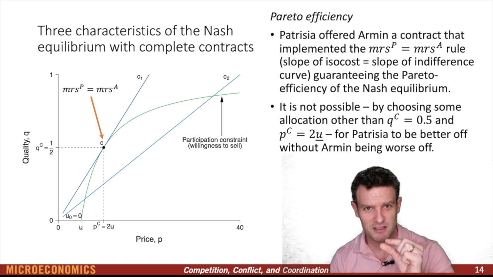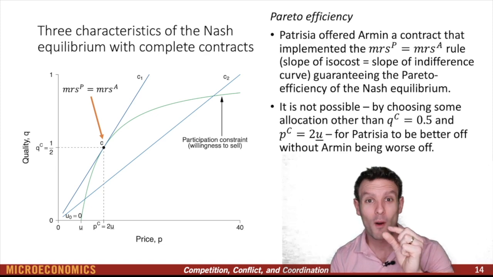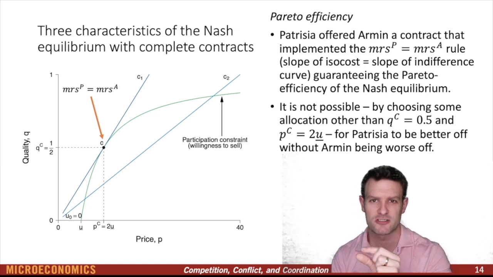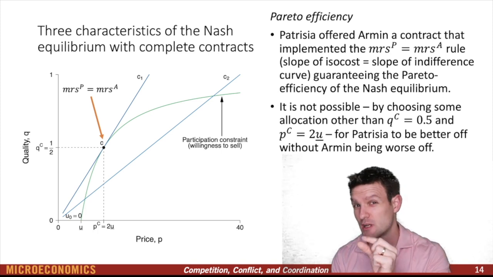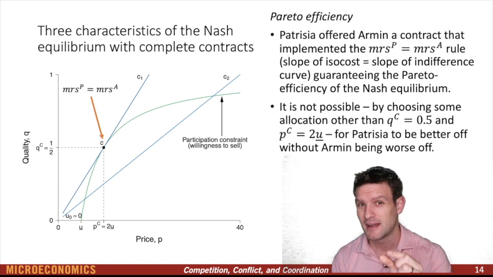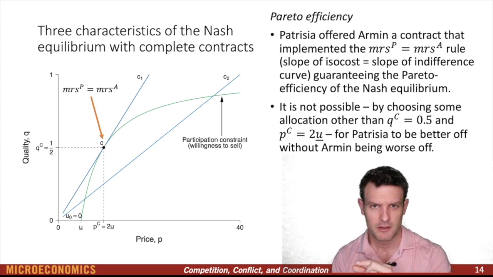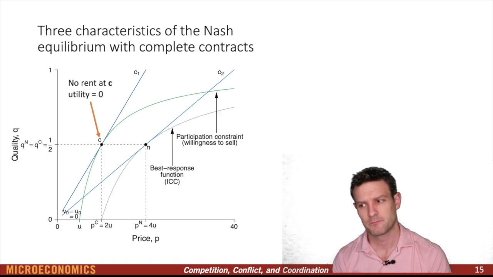Remember, what's that saying here? In order for one of them to do better, the other one has to be worse off. Okay? So that's saying in order for us to move to another outcome, the other outcomes that they would move to, being better for Patricia, has to be worse for Armin. Therefore, C is going to be Pareto efficient.